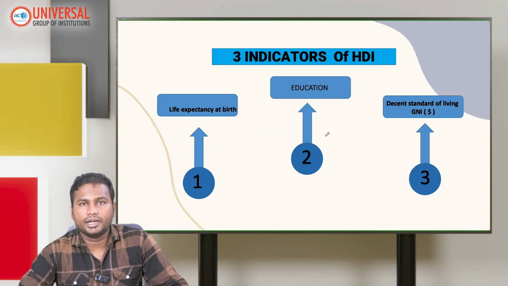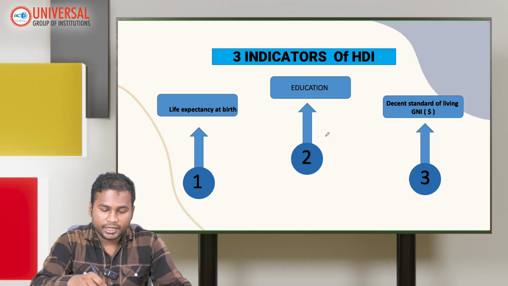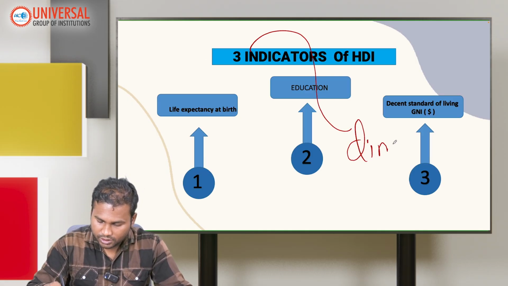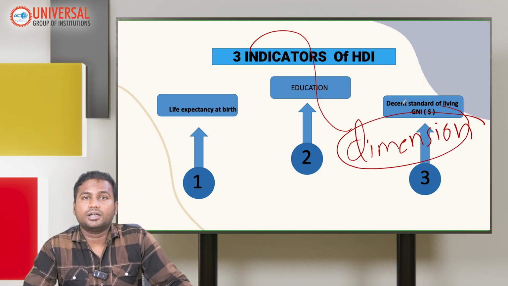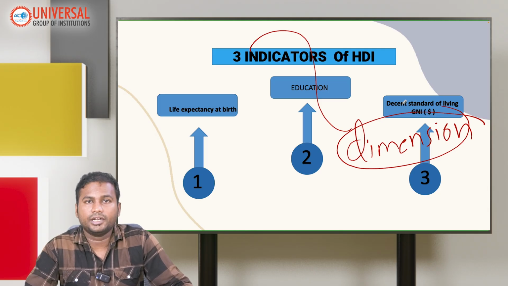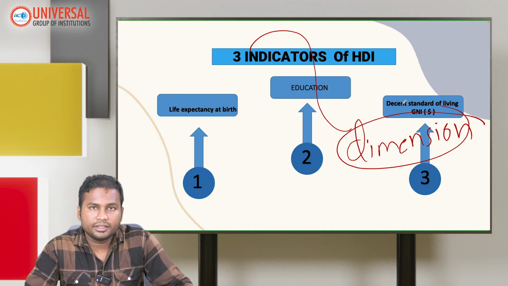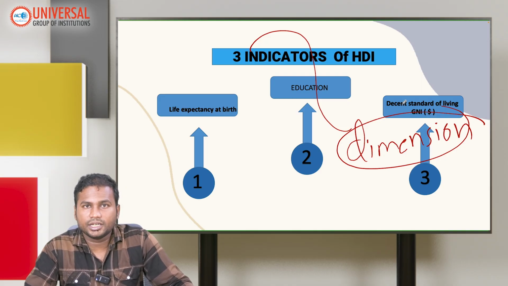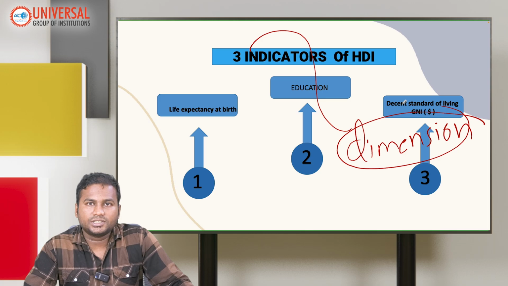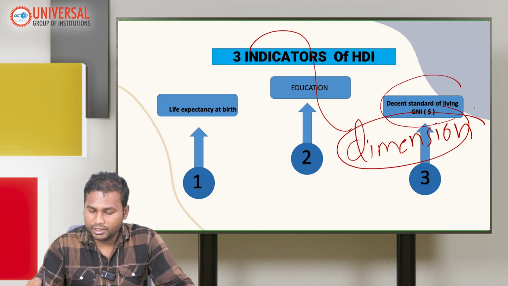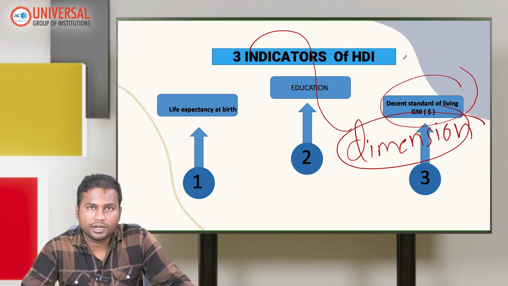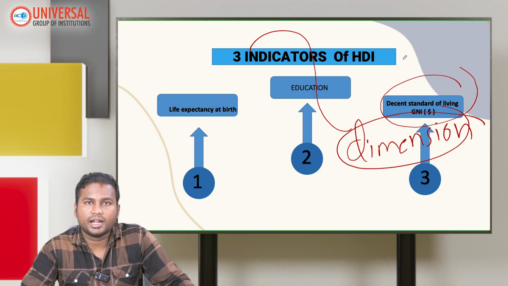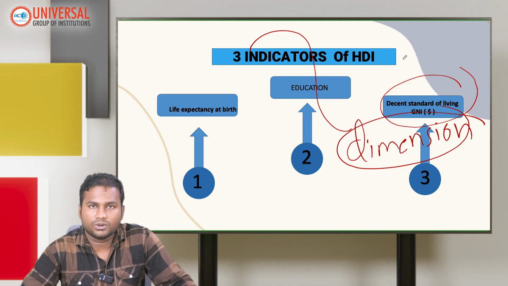There are three important indicators, or you can call them dimensions. Those are life expectancy at birth. The second dimension is education and knowledge. Initially it was called knowledge, now we are quantifying it with the education index. And ultimately GNI at purchasing power parity. We are quantifying a decent standard of living with GNI. Initially it was GDP per capita income in dollars, now we are quantifying it with GNI, gross national income. If we calculate per capita income, that is also based on GNI.